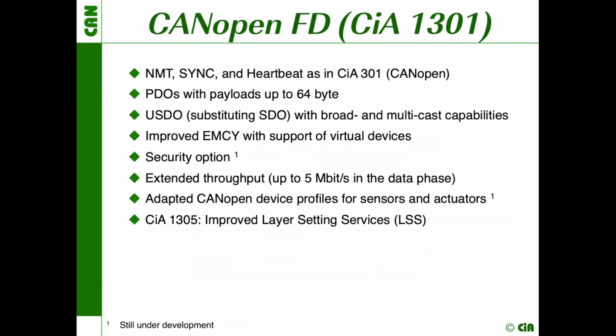I said CAN FD is available in hardware. We also worked hard to make CANopen usable with CAN FD. We published it as CANopen FD, CiA 1300 series, specifically 1301. We made use of all the possibilities of CAN FD, especially the PDOs, now available for up to 64 bytes. And we introduced a new service called USDO, Universal SDO, to replace the existing SDO.